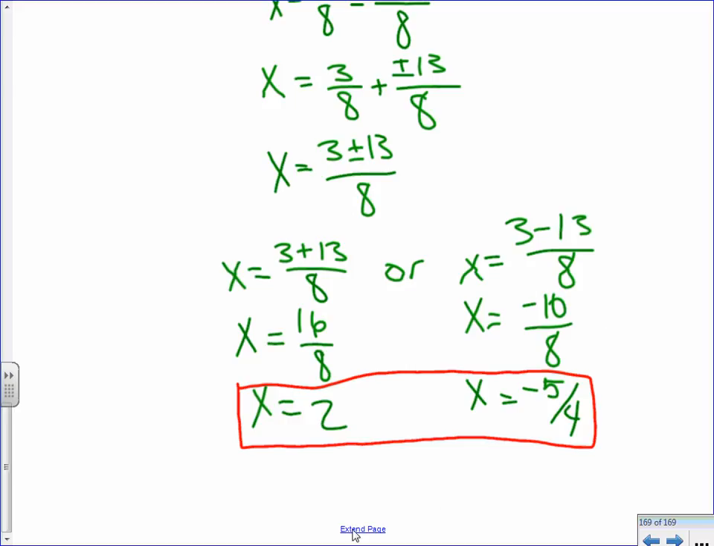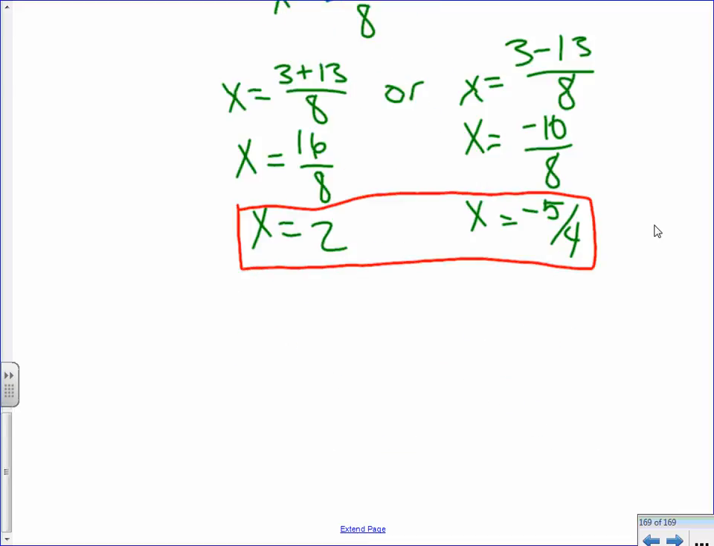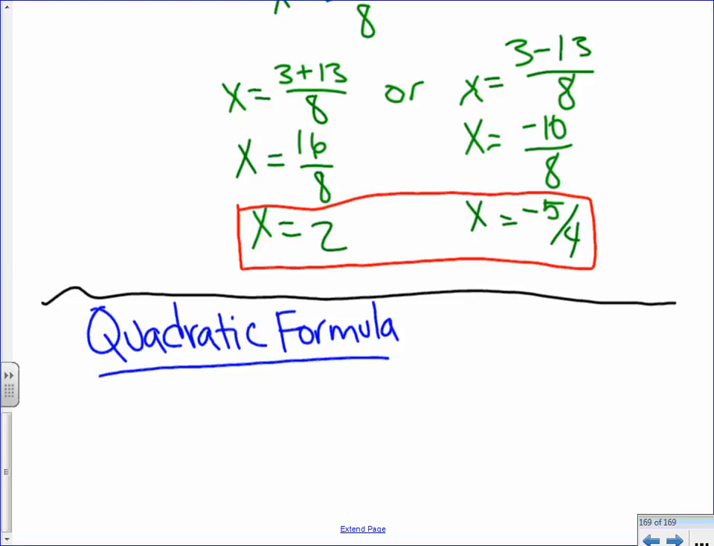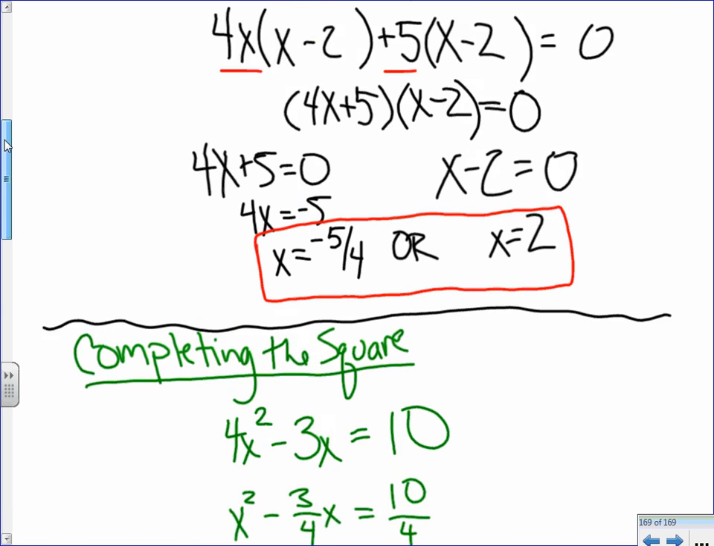Which one was easier there? Probably factoring, but might not always be the case. We got one more method to do. Draw another line. Our final method is, let's use a new color, haven't used blue yet, quadratic formula. Okay, I'm going to get my equation back from the top.